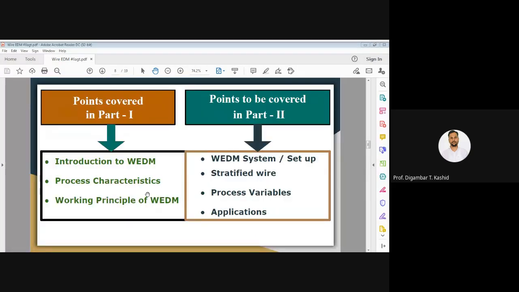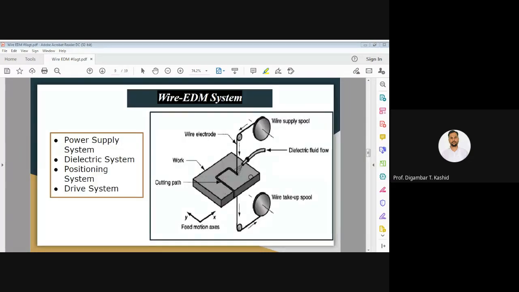So here you can see the points we already covered in our last lecture: the introduction to wire cut EDM, the characteristics, and the working principle of wire cut EDM. And today we are going to cover the wire cut EDM system setup. Then we are going to see what is meant by stratified wire, which are the different process variables, and at last we are going to see the applications. So let us start with the wire EDM system or setup.